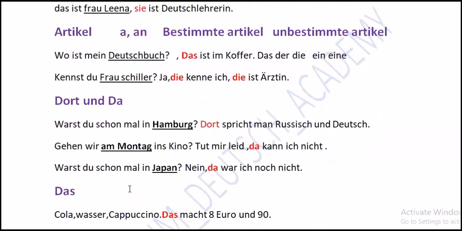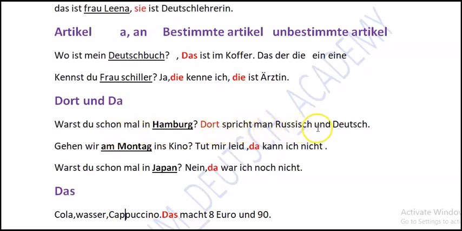Now we are coming to the next connecting words. These are dort und da. Dort we use for some place, and the next one is da. So we are coming to examples. For example, we say, warst du schon mal in Hamburg? It means, have you been to Hamburg?